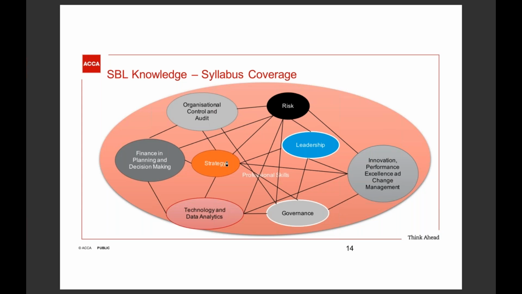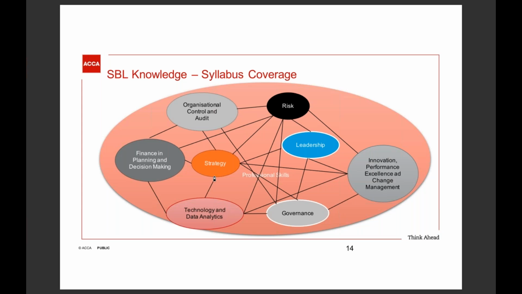And then you have strategy. Definitely strategy is tied up with all other areas as well. Finance, definitely. Organizational control and audit, definitely, because you're talking about taking care of your resources to execute, making sure you are able to translate the purpose of your stakeholders and make it a strategy. You need a leader to do that. That's where leadership is crucial. And then you also have technology and data analytics that help you, governance and innovation.